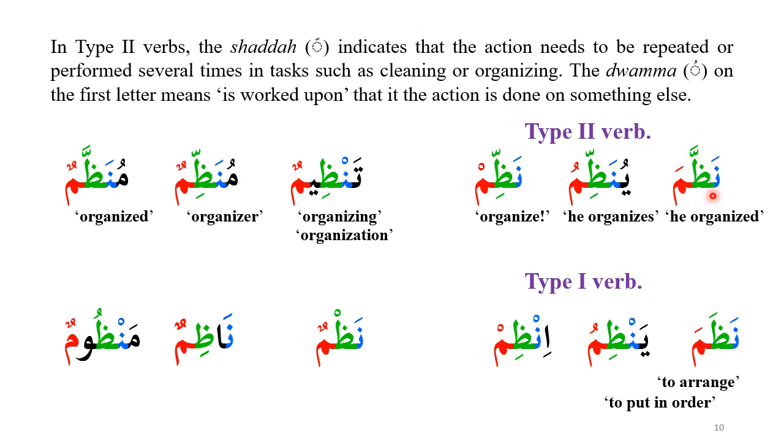So this is one meaning of this repetition, which is indicated by the shadda. Or see, nazzama. So this letter is doubled, means the action needs to be repeated. Same with organizing things, things will naturally get dirty and disorganized, so we have to organize them from time to time. So that is one of the meanings of the shadda, or this type 2 verb, which means that this type 2 verb indicates actions which need to be repeated.